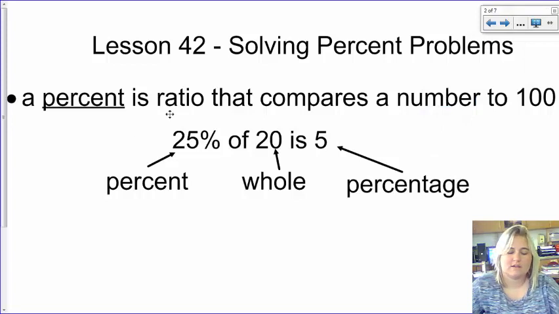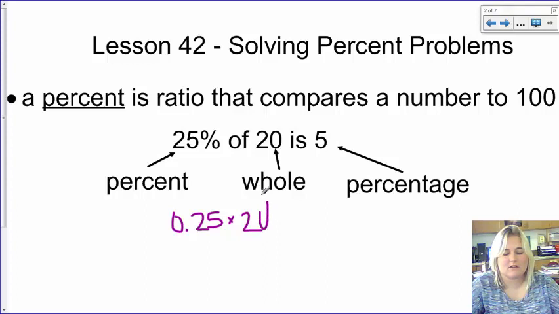So what we have here is that 25% of 20 is 5. So this is the percent, 25% of the whole is the percentage. Okay? So the way that we would solve this, and to prove that it's true, is we would take 25%, which as a decimal is 0.25, of course, means to multiply 20, and when you plug that into your calculator, you get 5.